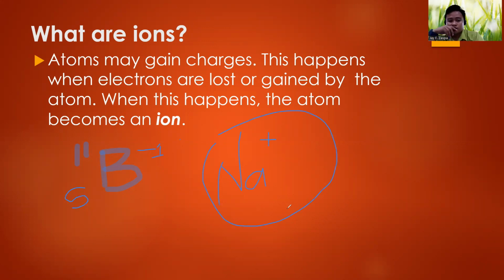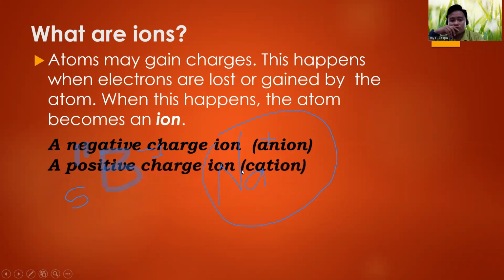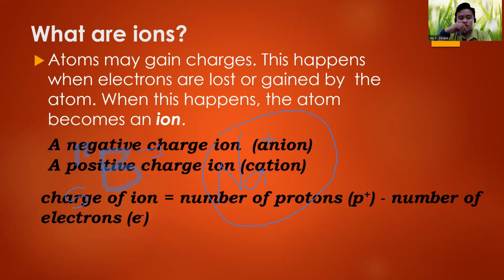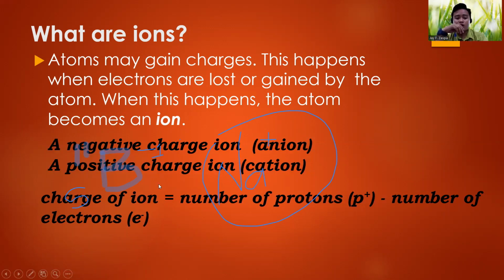With the negative charge, it will be called an anion. This one, because it is sodium, will be called a sodium ion, or we can call it a cation because it has a positive charge. Here it has a negative charge, so it is called an anion. That is just a term. The charge of an ion is equal to the number of protons minus the number of electrons.